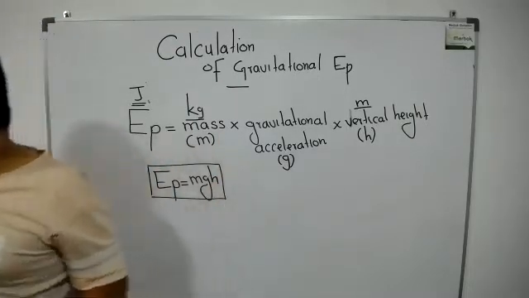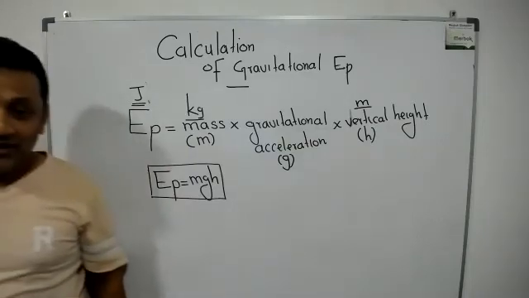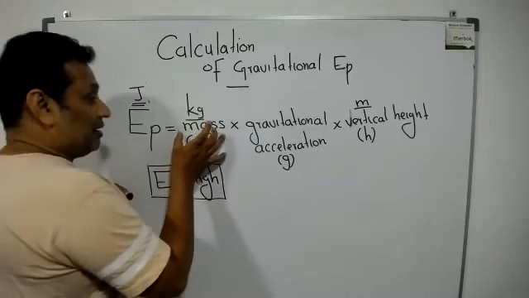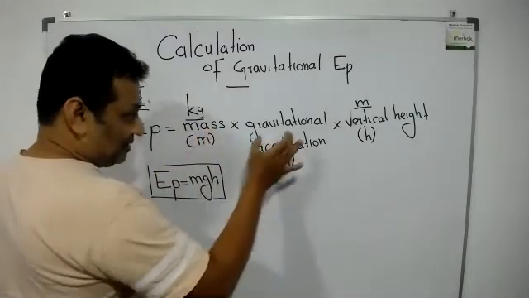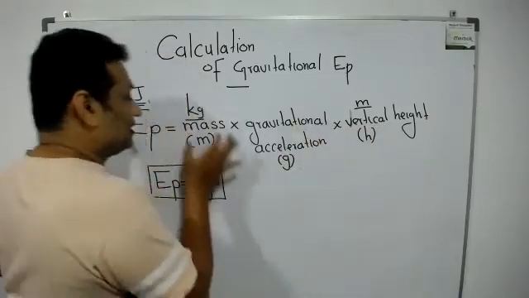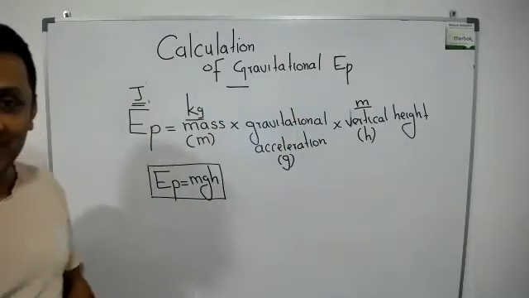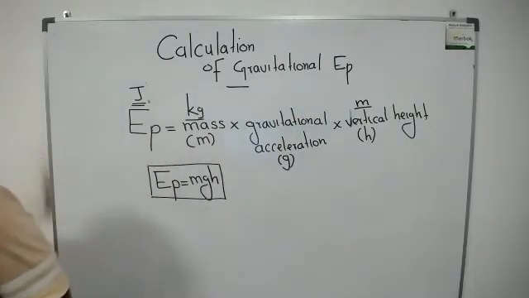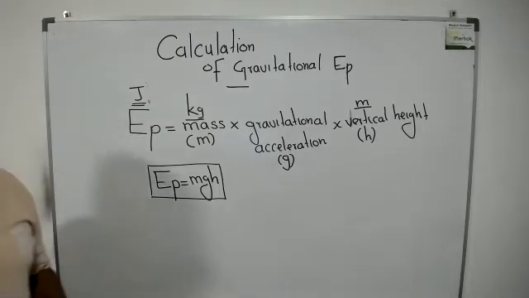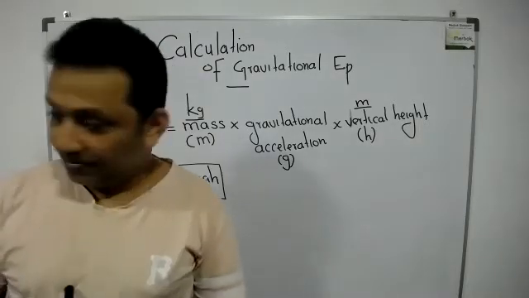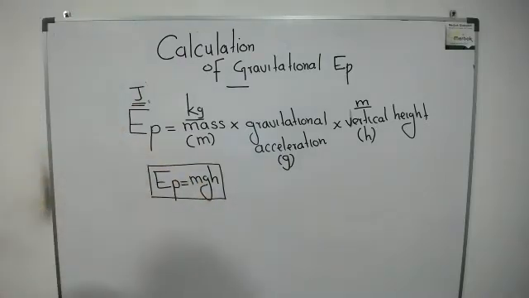Mass into gravitational acceleration into height. The other thing only how to mark. M is marked in simple N. This is G and this is H. This is measured in kilogram. This is measured in meter. Then the equation comes. Right. If that is done, you go to the first question.